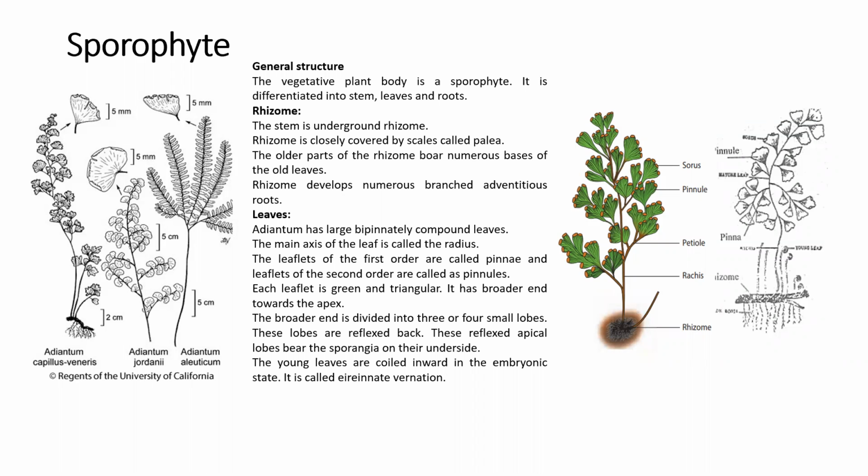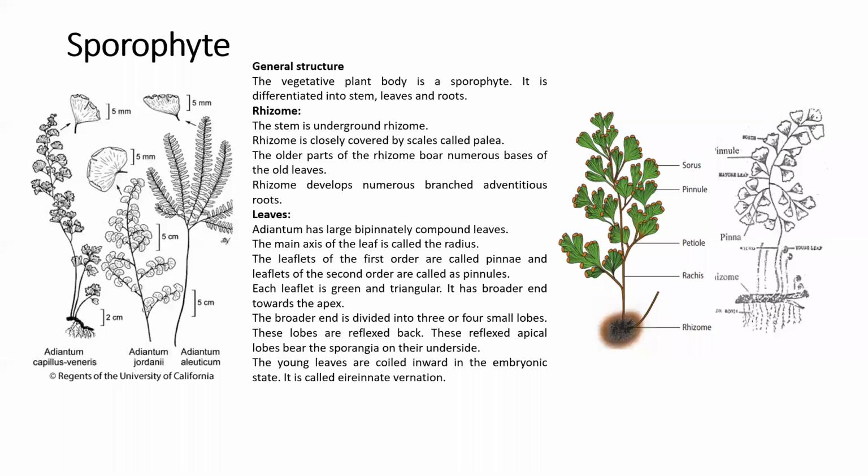and the broader end is divided into 3 to 4 lobes. The marginal region, or the apical region, which is broader in shape and size, is divided into 3 to 4 lobes. These are 3 to 4 lobed structures, and these lobes are reflexed back, and on the underside of these leaves sporangia are present.